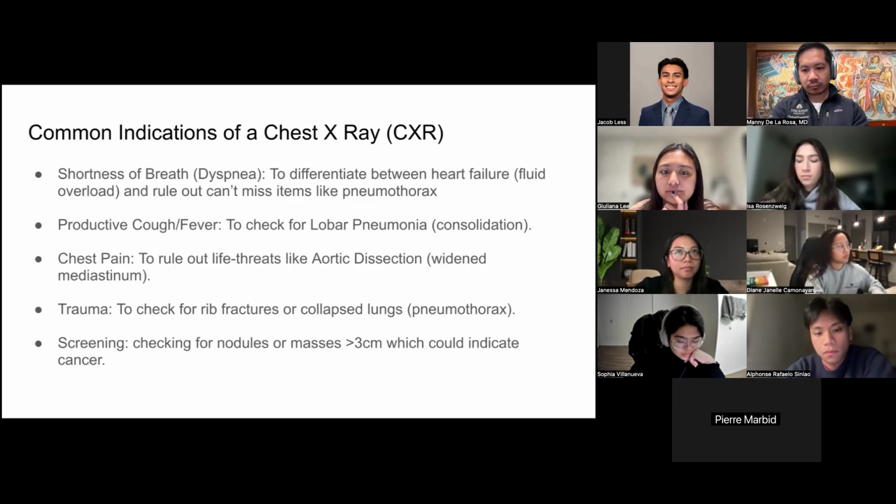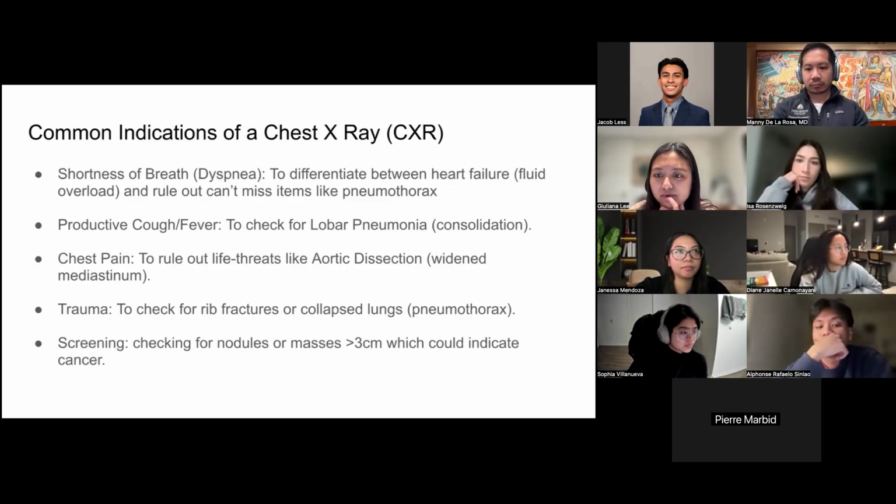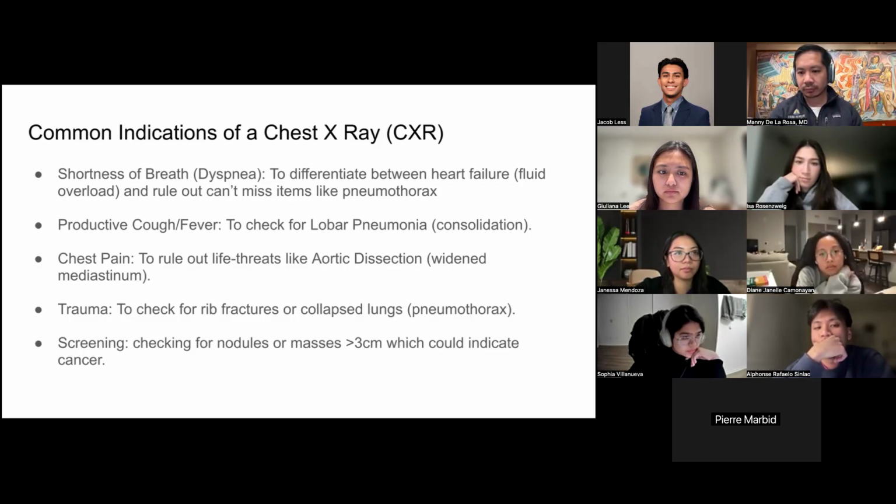If someone comes in with chest pain, one of the first things that can be done is a chest X-ray to look out for a life-threatening aortic dissection, seen as a widened mediastinum, that we'll look at later. Also, trauma. If someone's come in after a motor vehicle accident or some other acute blunt traumatic force to the chest or abdominal areas, you could look for rib fractures. Again, you'll see this word pneumothorax a bunch of times till you're sick of it. We should abbreviate it to PTX because you'll see it a lot that way as well. And then finally, sometimes screening. If someone already has primary malignancies somewhere else, they could possibly get a chest X-ray to screen for other nodules or masses or other things that could indicate cancer.